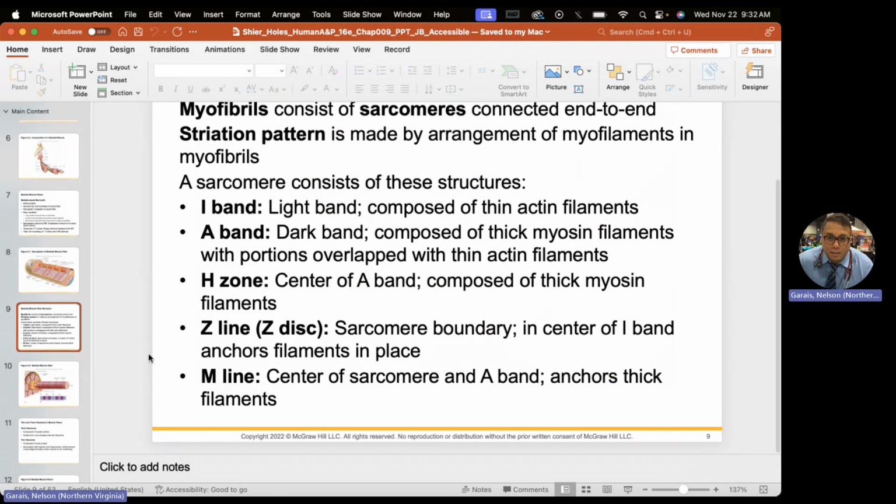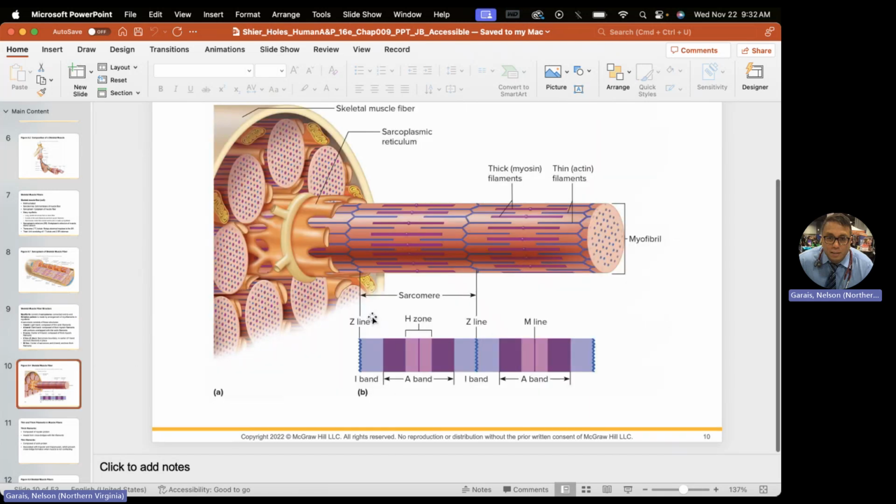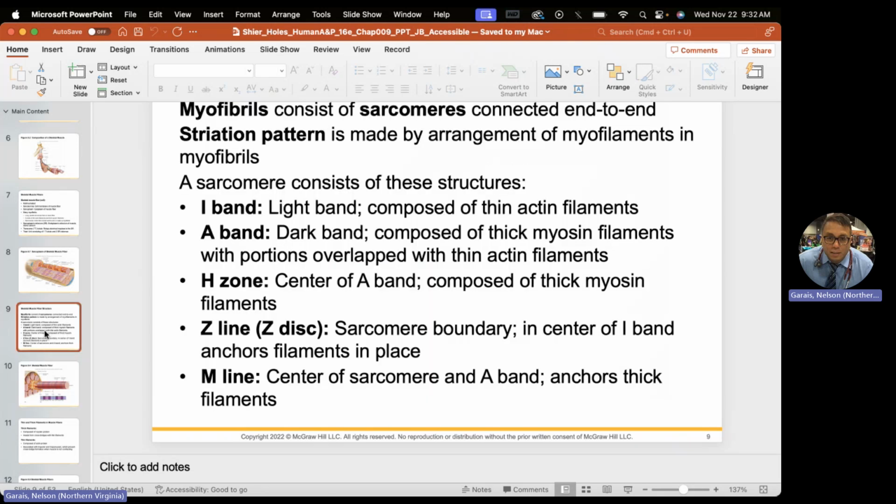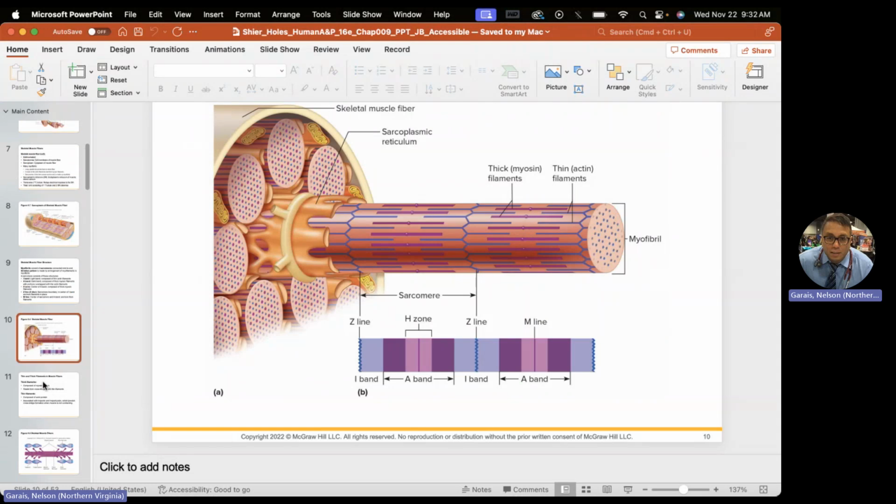You have this I band, A band, H zone. Yeah, I wouldn't look at this too deeply. We're going to have a better explanation of this momentarily, right? So you don't need to know what an I band, A band, H zone is. Don't need to know that.